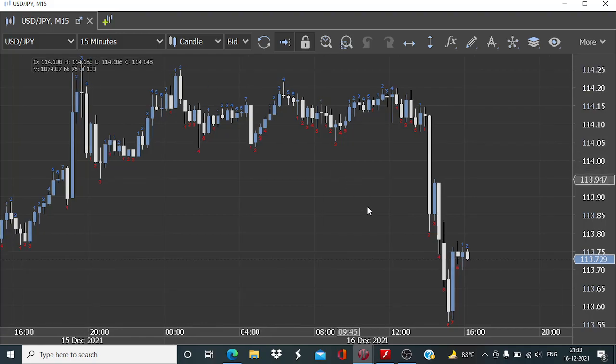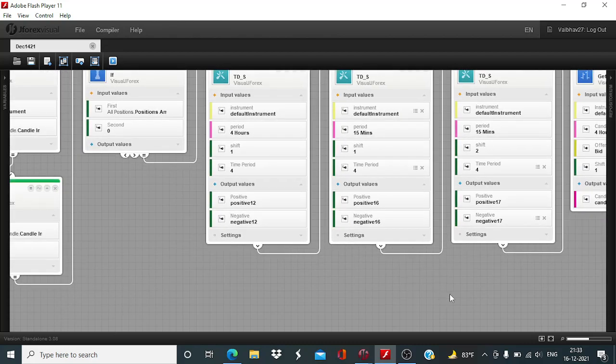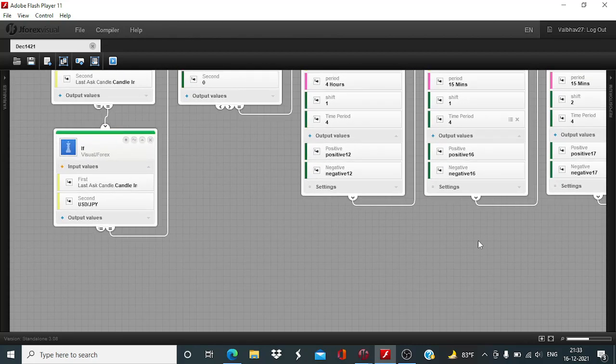So now we go back to the Visual JForex board and start adding the conditions for the execution of the trade.